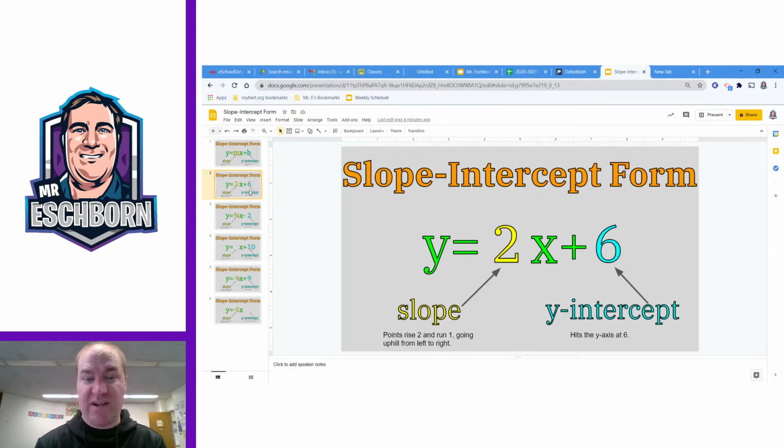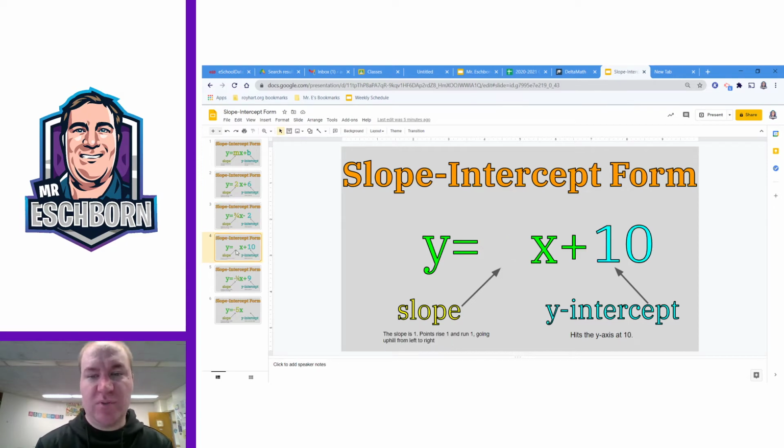That means that this line goes up 2 and over 1 for its slope, and it hits the y-axis at 6. This one has a slope of 3/4 and a y-intercept of -2. That means if I were to graph this, I would need to start at the -2 on the y-axis and rise 3 and run 4 to get my next point.